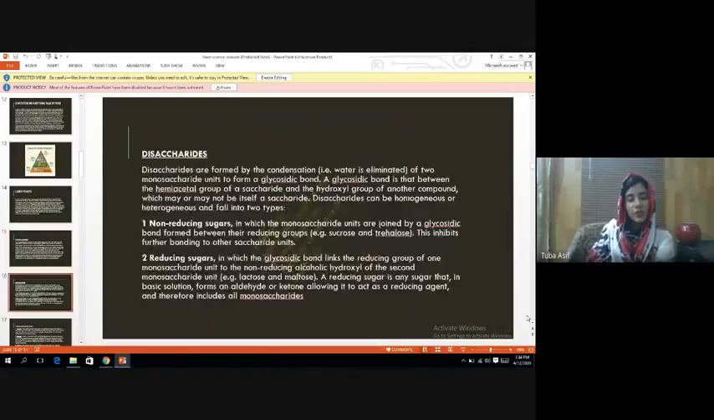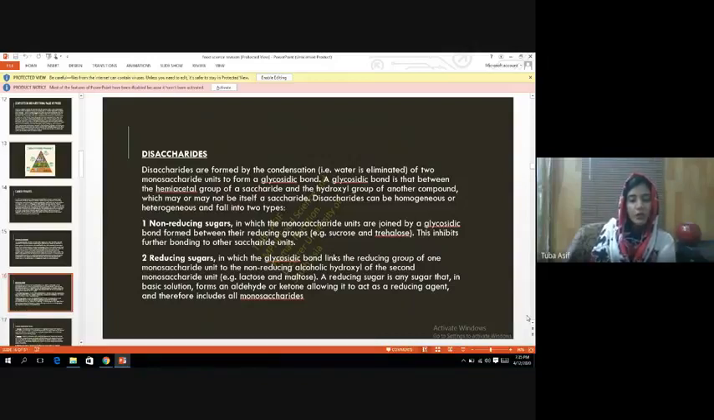The next classification of carbohydrate is disaccharide. Basically, disaccharides come under the category of oligosaccharides that yield about 2 to 9 units of monosaccharides upon hydrolysis. Disaccharides, as the name suggests, di means two and saccharide means sugar. These are the sugars that upon hydrolysis yield 2 units of monosaccharide. Disaccharides are formed by the condensation of two monosaccharide units forming a glycosidic bond. A glycosidic bond is that between the hemiacetal group of a saccharide and the hydroxyl group of another compound, which may or may not be itself a saccharide.